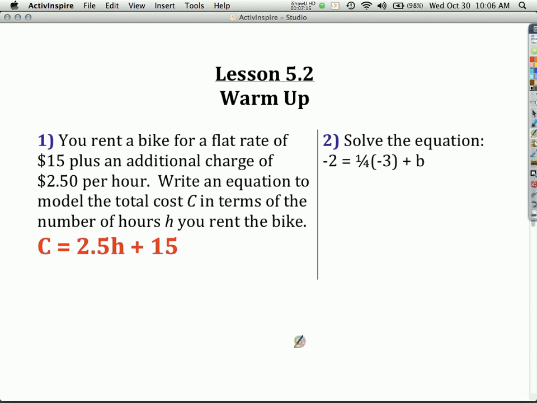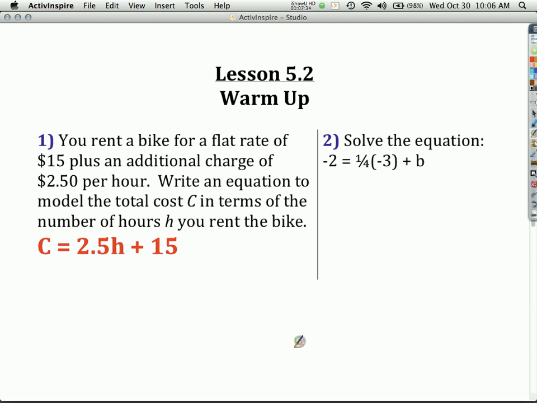Yes. C equals 2.5h plus 15. If you put 2.50h first, well, that's of course the same thing. So every volunteer had pretty much the same thing.